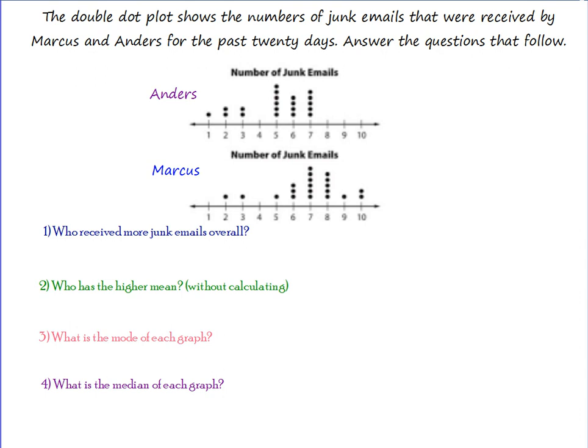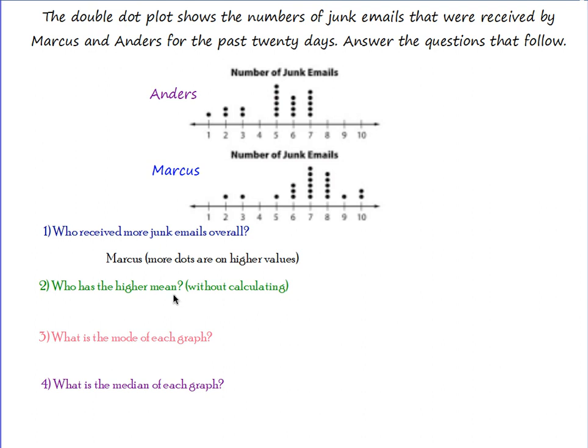One way that dot plots are used is to compare two groups of information. For instance, we have two dot plots here that show the number of junk emails that were received by Marcus and Anders over the past 20 days. And comparing the two graphs, you can see who received more junk emails overall. And of course that would be Marcus, since more of his dots are on higher values than Anders were.